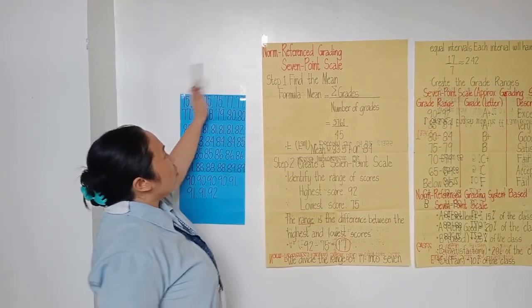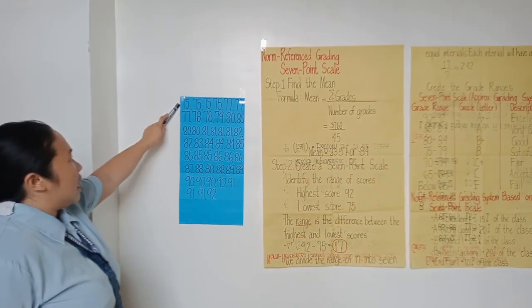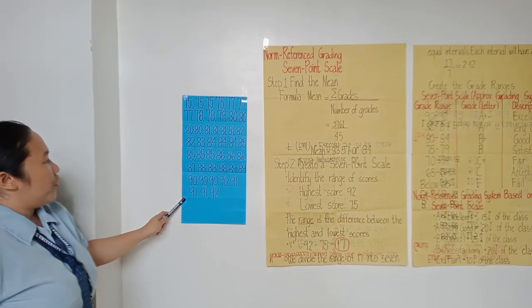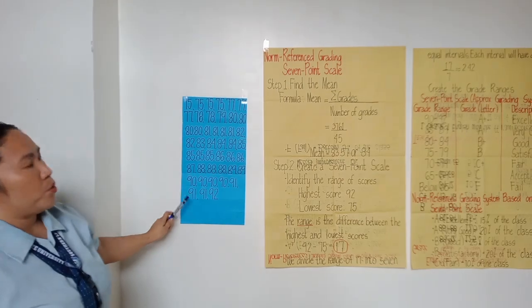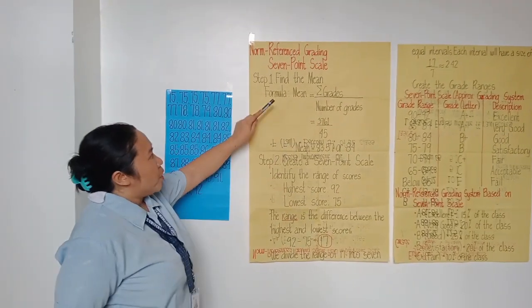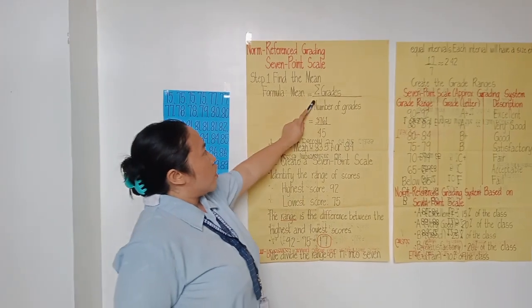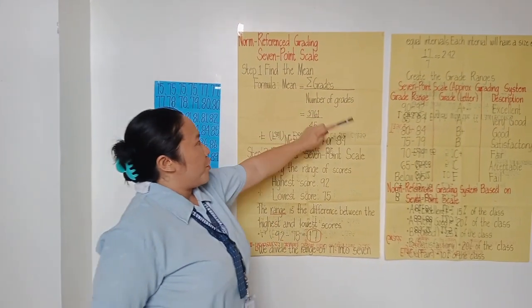For test 1, we will tackle the norm reference grading. And these are the list of final grades obtained in a class of grade 7 students. So the first step is to find the mean. The formula is mean is equal to sigma, the sum of all the grades, over the number of grades.